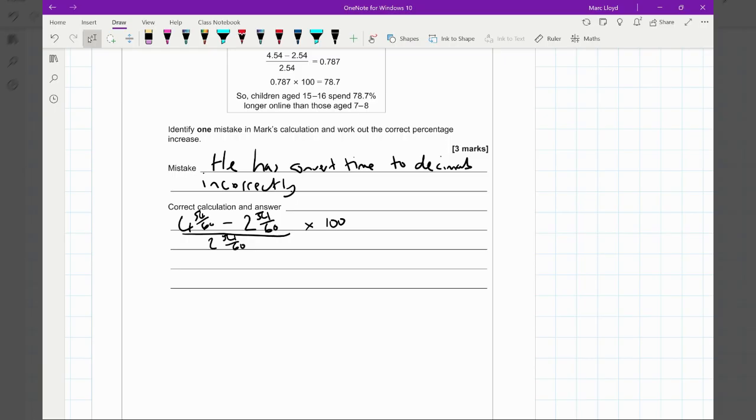Take away 2. Hold on. Shift and then fraction button. 2 and 54 over 60. That's 2. And that's going to be divided by 2 and 54 over 60. And multiply by 100. And that gives me 68.97%. We're going to round it there, so we're at 2 decimal places.